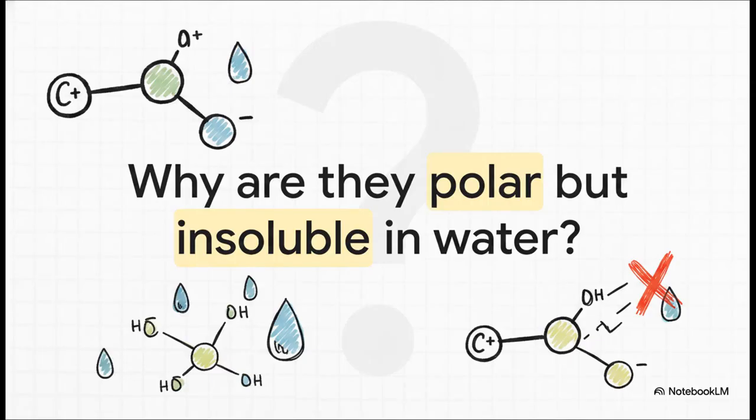Now, this leads us to a fantastic conceptual question, the kind that shows up on exams all the time. We just said the carbon-halogen bond is polar, right? And usually, polar stuff loves to dissolve in water, because water is polar too. But alkyl halides? They are practically insoluble in water. Why is that? Well, even though they're polar, they just can't form strong enough hydrogen bonds with the water molecules. The water molecules are essentially ignoring them, choosing to stick tightly to each other instead.